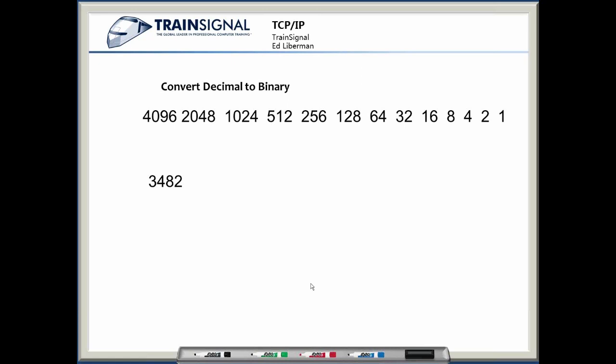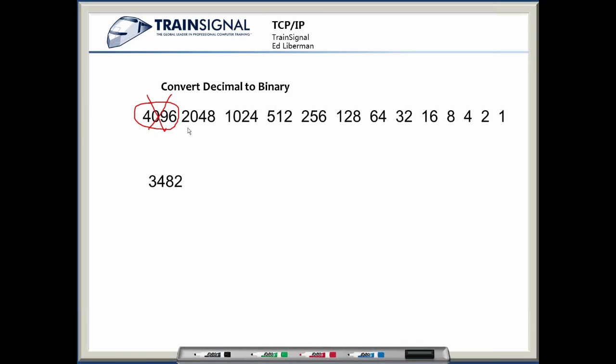Now, the way we do this is you look for the highest column value in binary that goes into 3,482 without going over. That's why when I was doing all my column values, I stopped at 4,096. The reason I stopped there is because it's bigger than 3,482, so I know I don't even need that one.